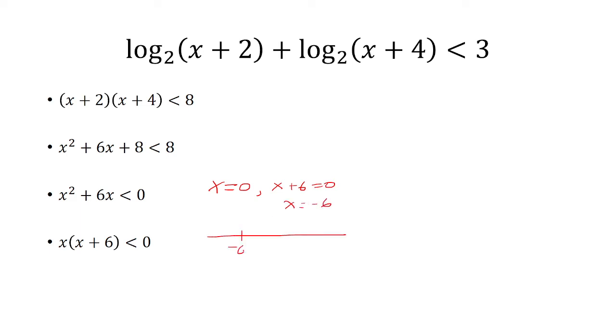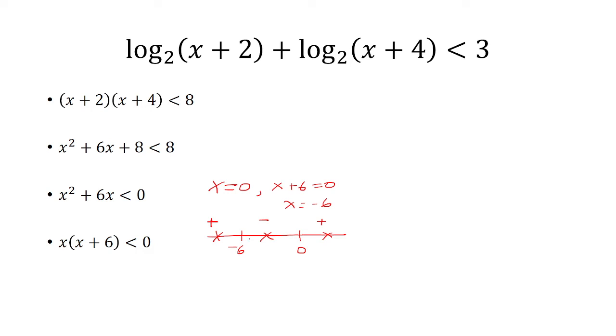So we're going to draw a number line. And now let's pick a number left of negative 6, let's say negative 10. Plug it in here, you get a negative number. Or sorry, you get a positive number because two negatives multiplied give you a positive number. And let's plug in a number between negative 6 and 0, say negative 1. You have negative times a positive, which is negative. And let's plug in a number greater than 0, say 1, and you get a positive number.